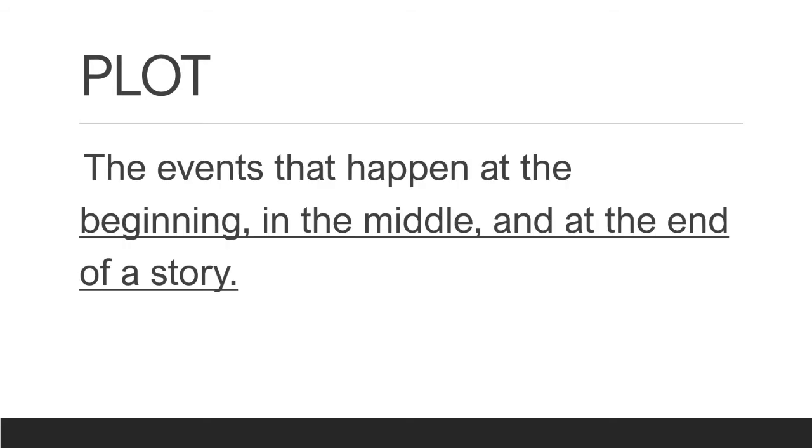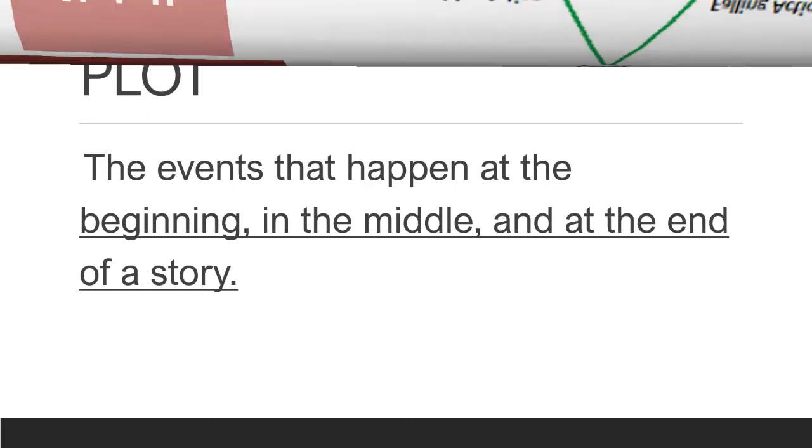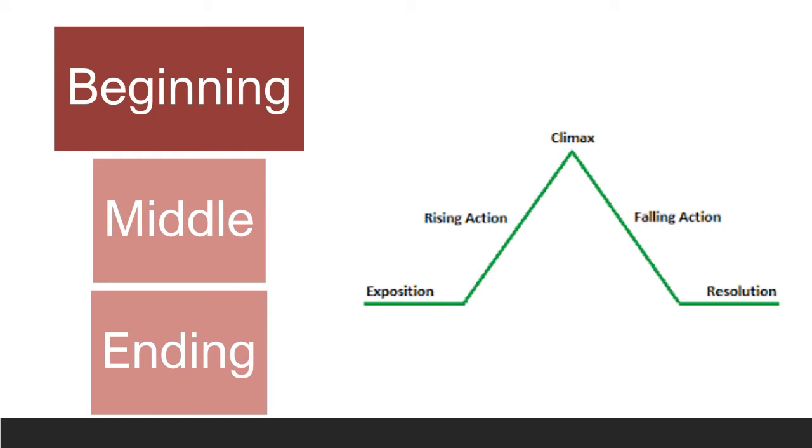Last point is plot. Plot is the events that happen at the beginning, in the middle, and at the end of the story. In your story, you must have 3 parts, which are beginning, middle, and ending. What does it mean by beginning, middle, and ending? Imagine you're doing a Bahasa Melayu karangan. So, bagaimana cikgu ajar kamu? Mesti ada permulaan, pertengahan, dan akhiran ataupun kesimpulan. That's why they have 3 parts.